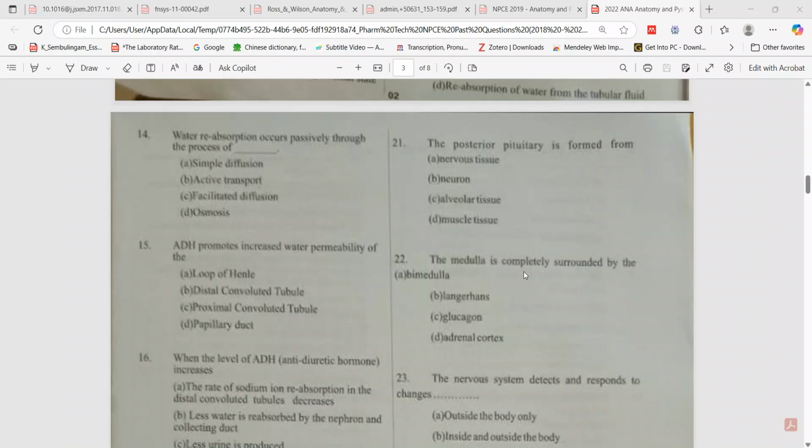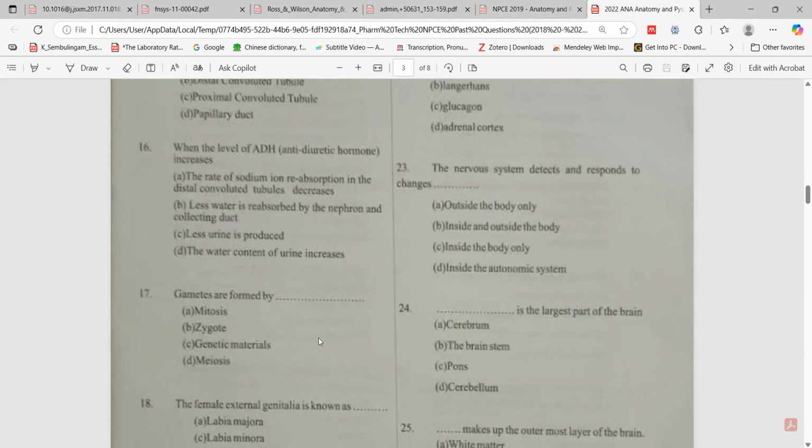I can't see anything. Okay, let me bring it down and relaunch. You should be able to see, because I have switched my network. Okay, so question 15, the answer is distal convoluted tube.